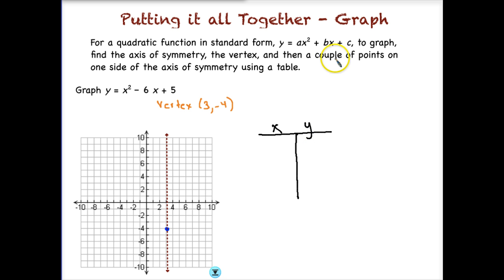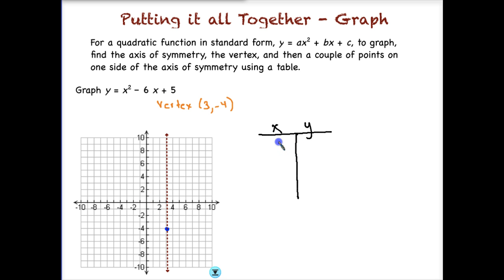Now the key here is we want to find a couple of points on one side of the axis of symmetry. And if you think about why, because if we know a couple points on one side, then we know we can mirror those on the other side since the parabola is symmetric on both sides. Let's go ahead and pick some points. Well, I would pick 0 because that's a very easy point to plug into our equation. And then we can just pick another point.